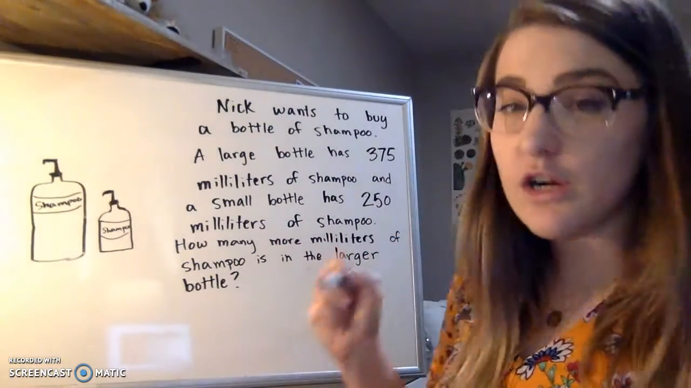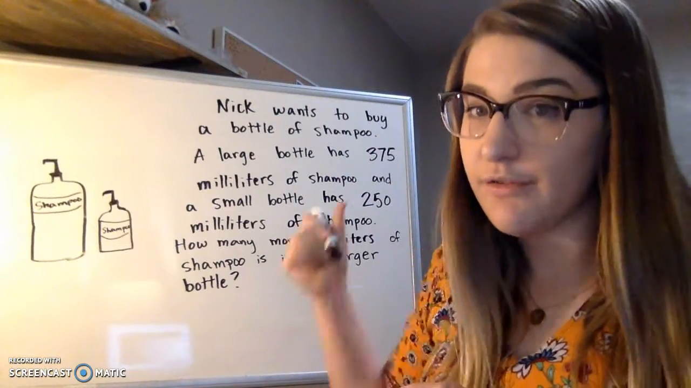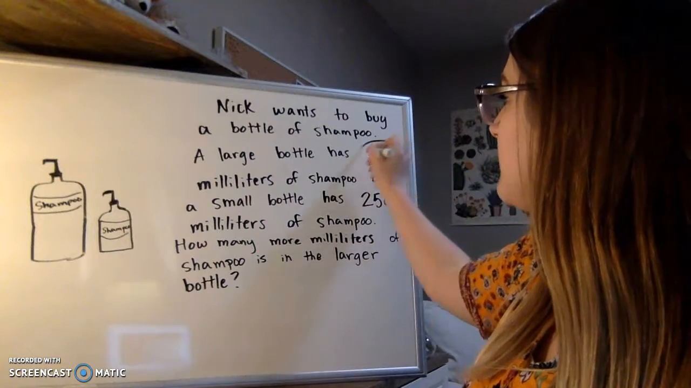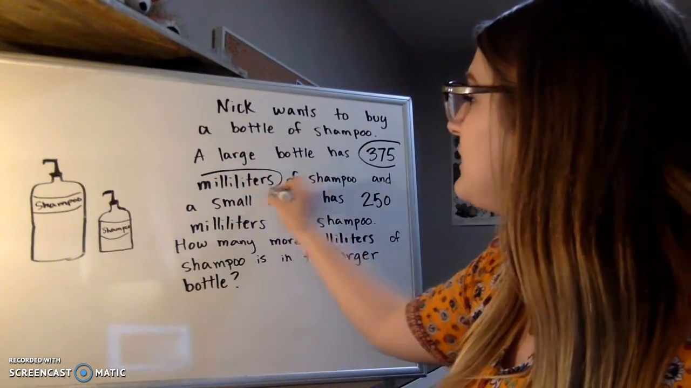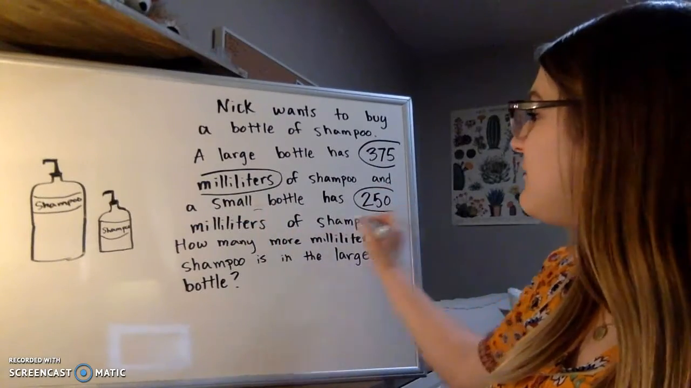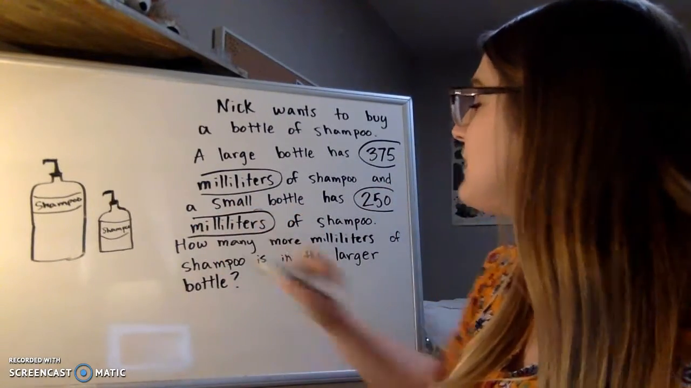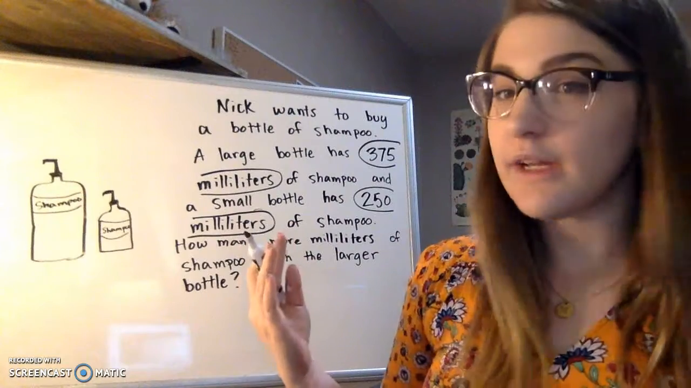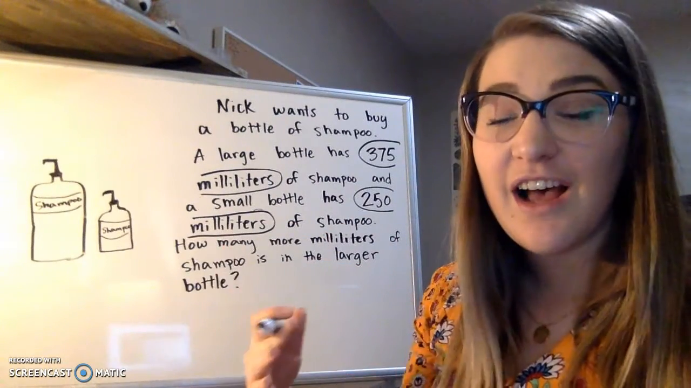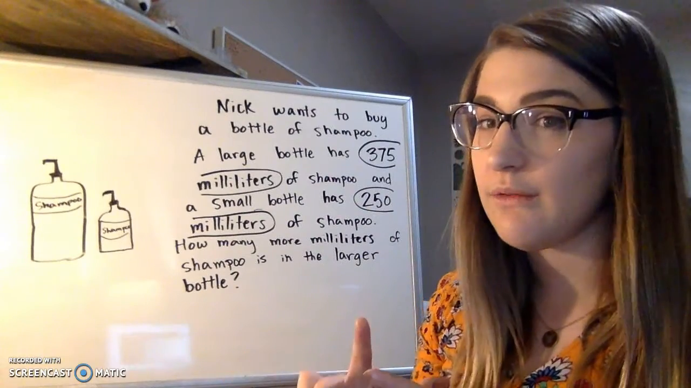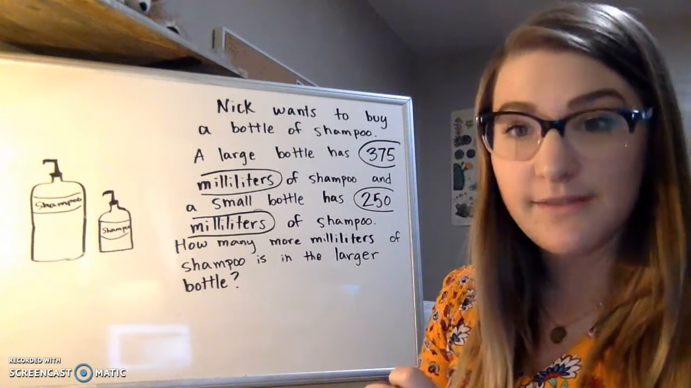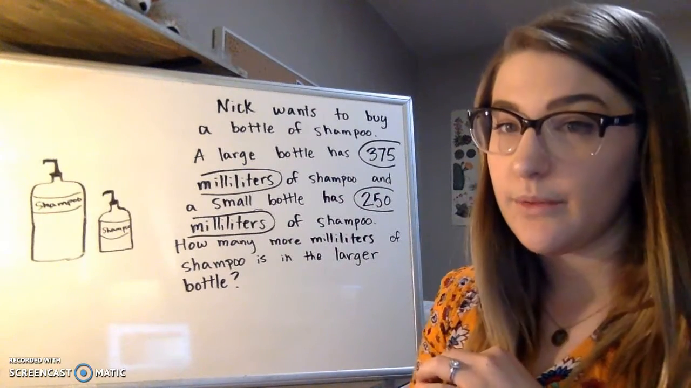So we're going to circle our important information from our word problem. So it tells us that a large bottle has 375 milliliters of shampoo, and a small bottle has 250 milliliters of shampoo. So how are we going to figure out how many more milliliters are in the large bottle? Are we going to do that with addition, subtraction, multiplication, or division? Take a second to pause the video if you need to and think about how we would solve this.